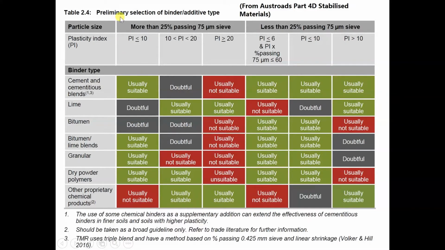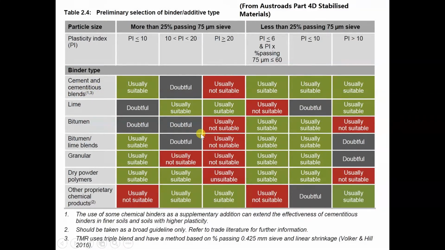Okay. This diagram shows the preliminary selection of binder additive types. We will look at it later on as well, but we will look through it briefly. In the left hand column, we can see there are different types of binder: cement and cementitious blends, lime, bitumen, bitumen blended with lime as well, granular, dry powder, polymer, and other proprietary chemical products.